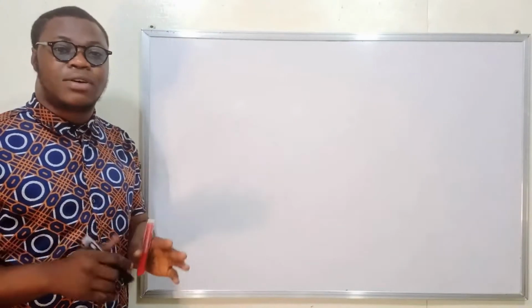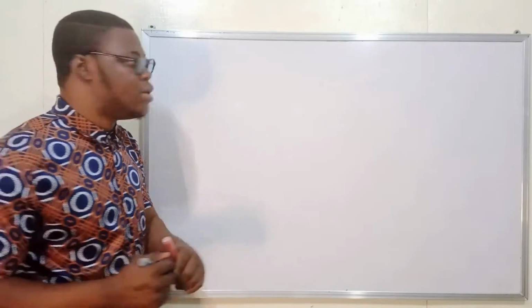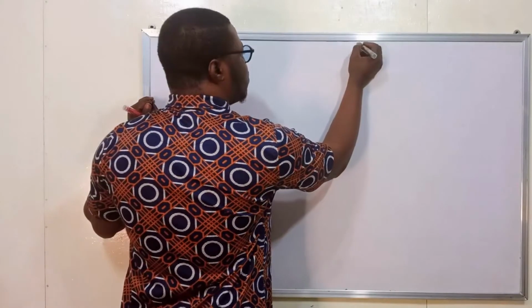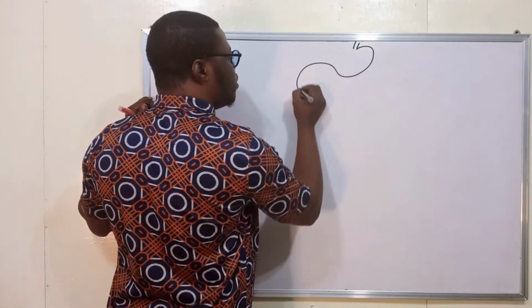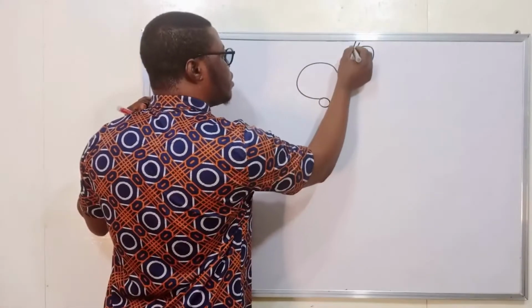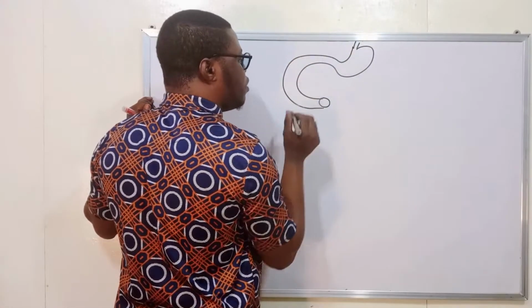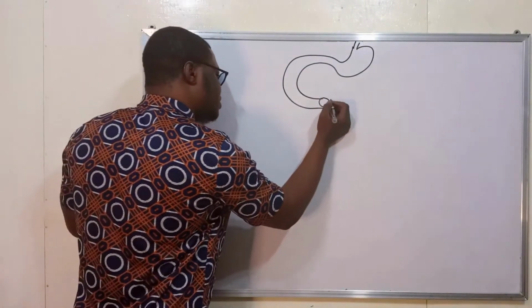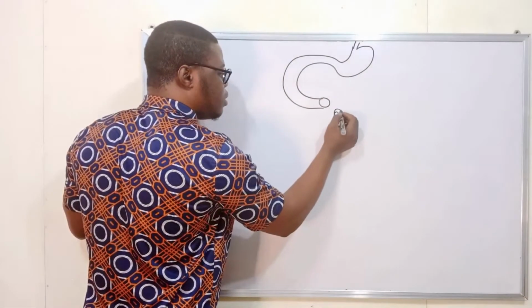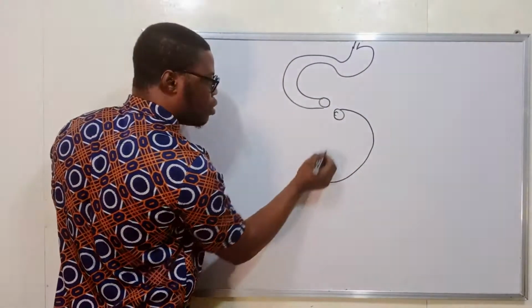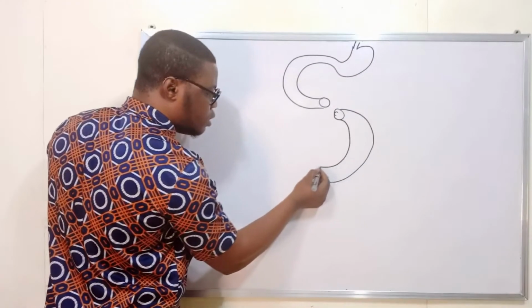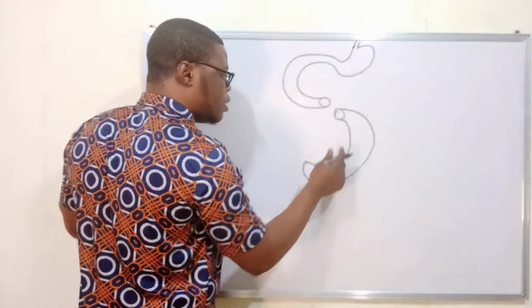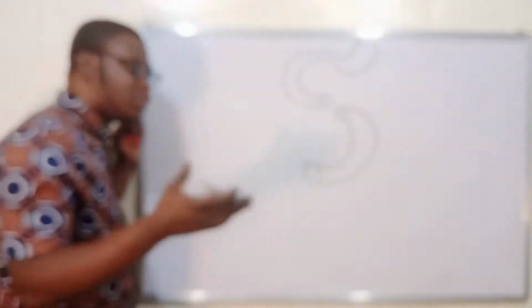Now, let's talk about the jejunum and the ileum. We just finished talking about the C-shaped duodenum. After that, the duodenum is connected with the next structure called the jejunum. The jejunum is not actually a C-shaped structure.